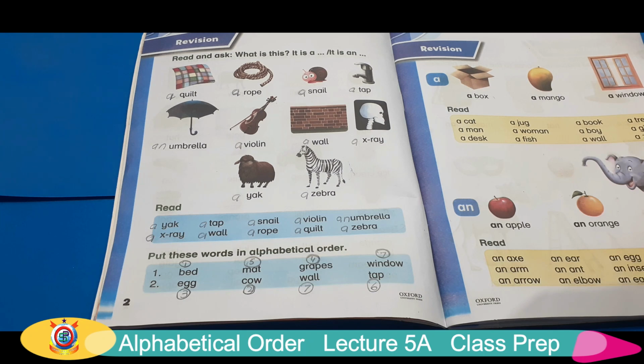Okay? Now come to this line. Okay, now read it with me. A yak, a tap, a snail, a violin, an umbrella, a X-ray, a wall, a rope, a quilt, a zebra. Very nice. Excellent. Great job. Okay. Now I know you all remember it.